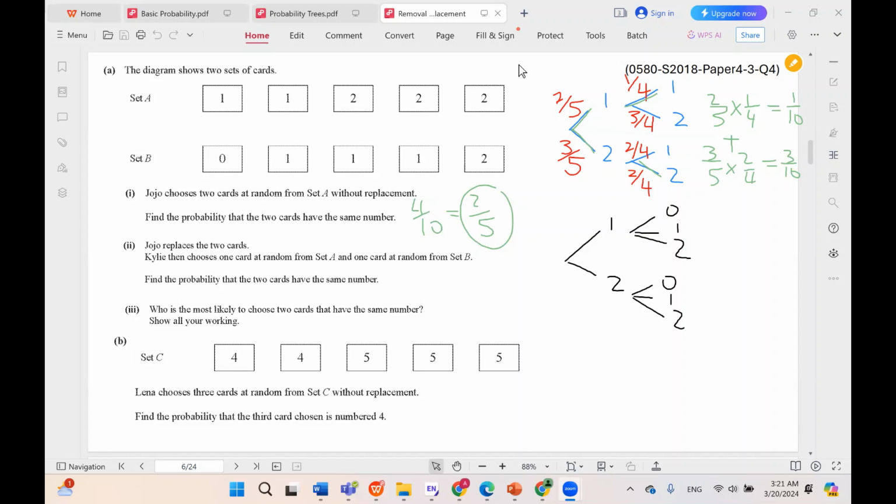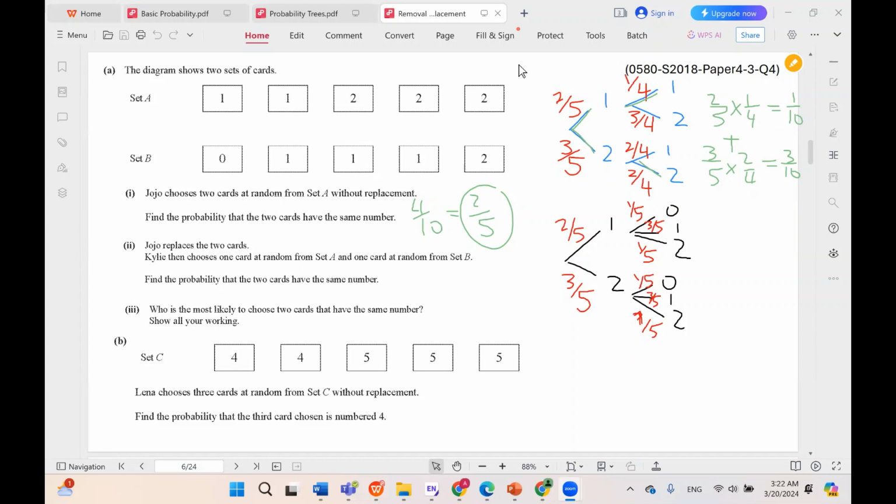So for the first attempt, she can get a 1 with a probability of 2 over 5 and a 2 with a probability of 3 over 5. In the second attempt, she can get 0 with a probability of 1 over 5. 1 has a probability of 3 over 5, and 2 has a probability of 1 over 5. Same thing, of course, down below, since these are two different sets, so they're not affected by each other. So we have 1 over 5, 3 over 5, and 1 over 5 again. Now we want the probability that they have the same number.